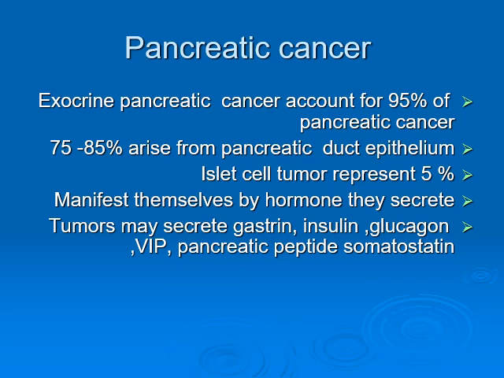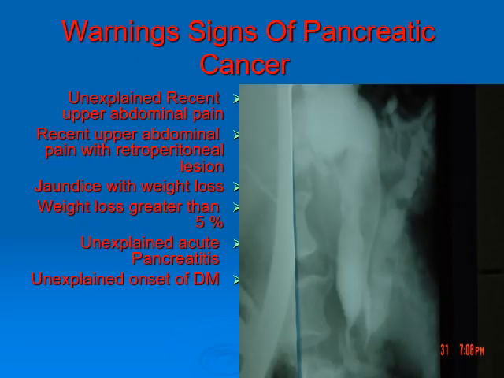Few words about pancreatic cancer. Exocrine pancreatic cancer accounts for 95% of pancreatic cancer. 85% arise from pancreatic duct epithelium, and usually 5% only from the islet tumor cell, which manifest themselves by the hormones they secrete. Tumors may secrete gastrin, insulin, glucagon, VIP, vasoactive intestinal peptide, pancreatic peptide, and somatostatin. All these can characterize the endocrine part of the pancreas or endocrine tumor of the pancreas.